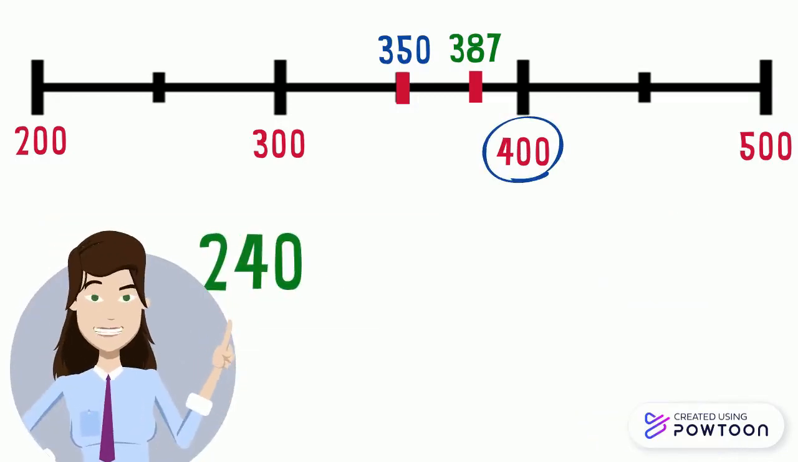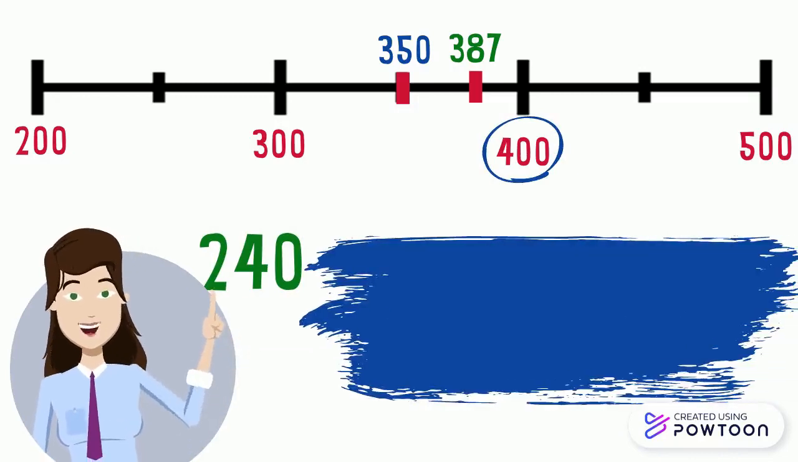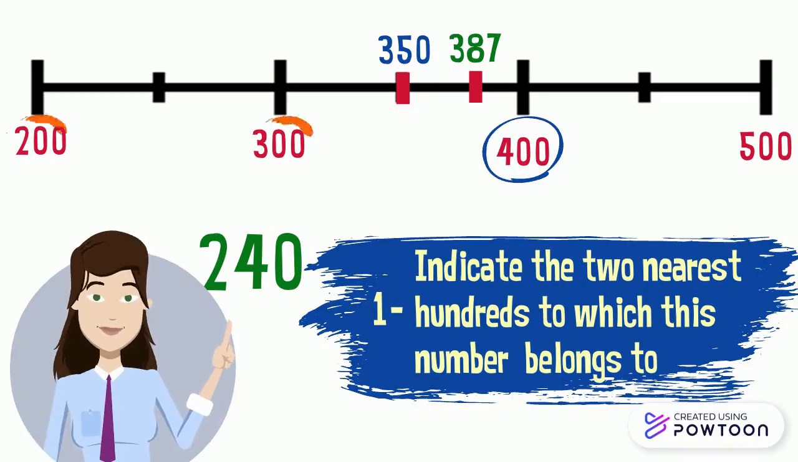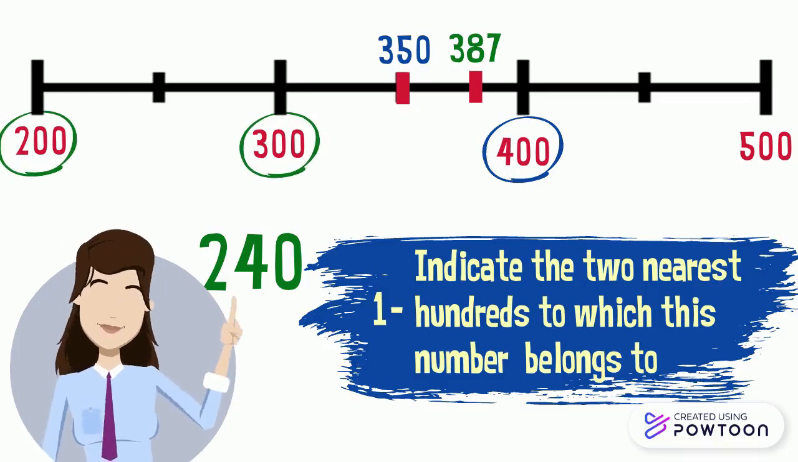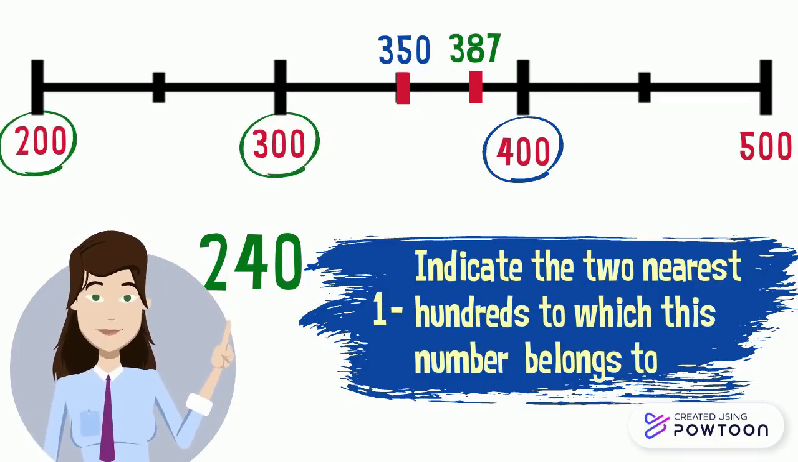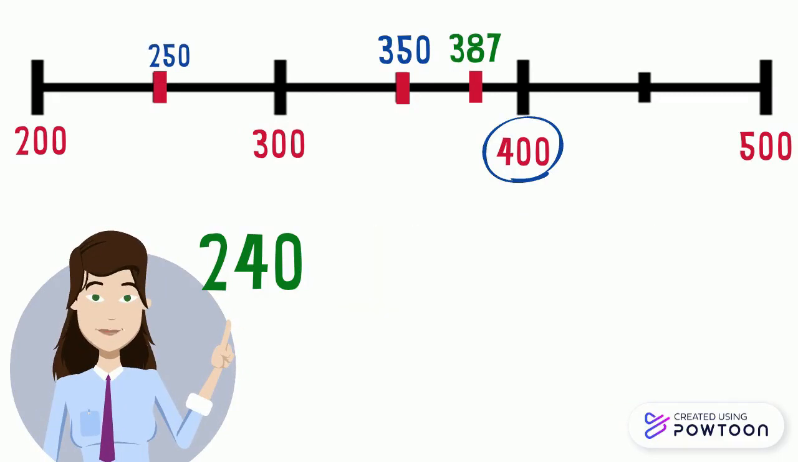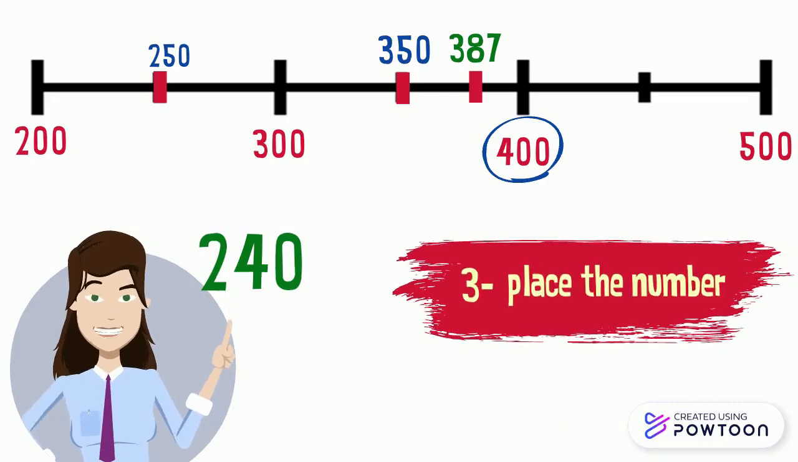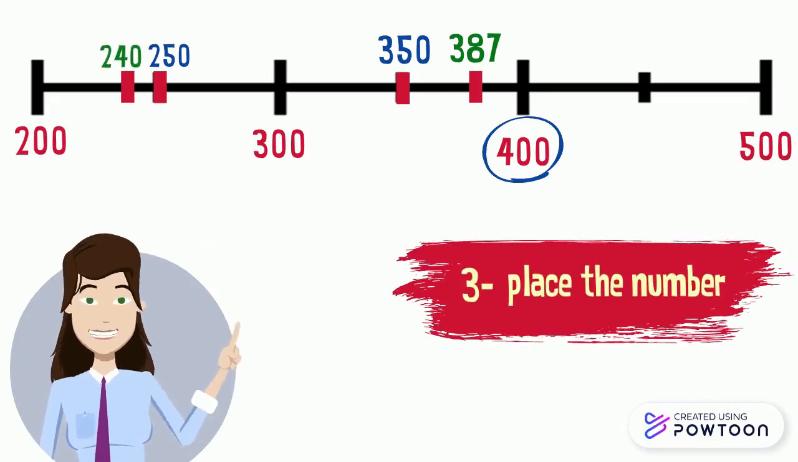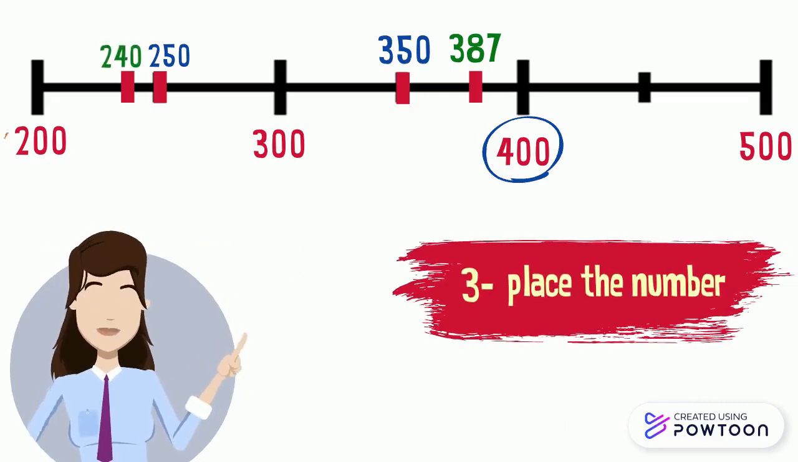Another example, 240. The number 240 belongs between the two nearest hundreds, which are 200 and 300. The midpoint between these two hundreds is 250. Since 240 is smaller than 250, the nearest 100 to 240 is 200.